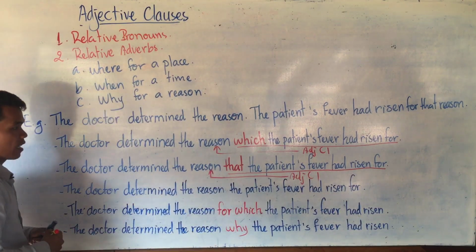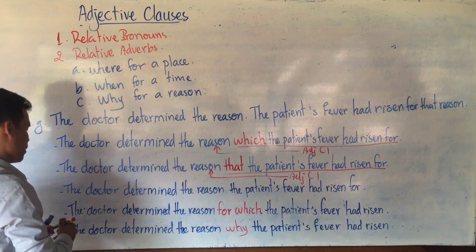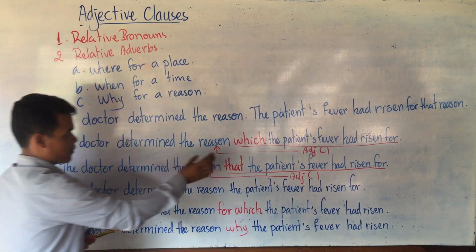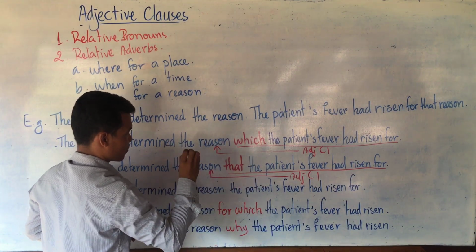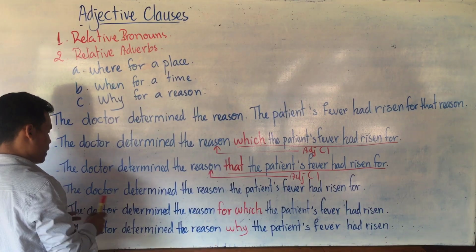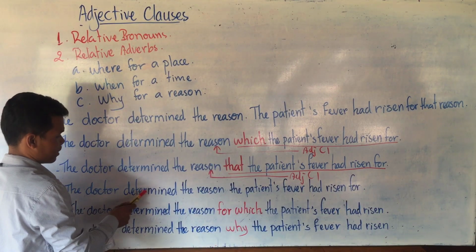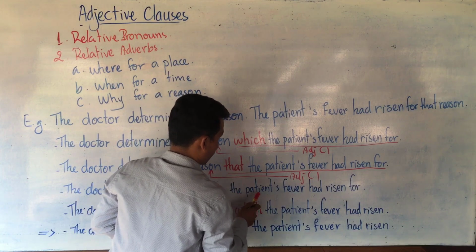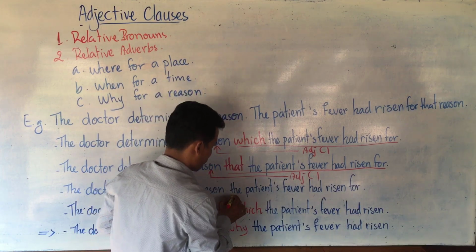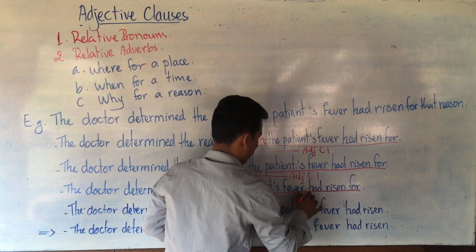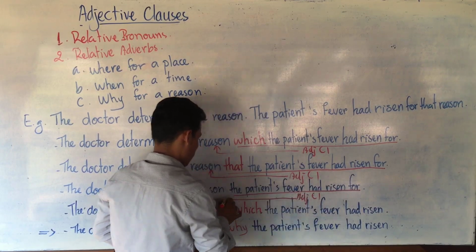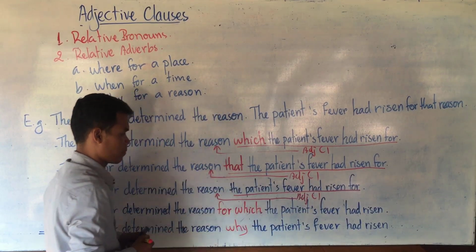But in a non-defining relative clause, we cannot use that at all. If that and which are the object of a preposition like this, we can also omit it. We have another adjective clause like: the doctor determined the reason the patient's fever had reason for. It is also an adjective clause without any relative pronoun at all, because the relative pronoun functions as an object of the preposition here.